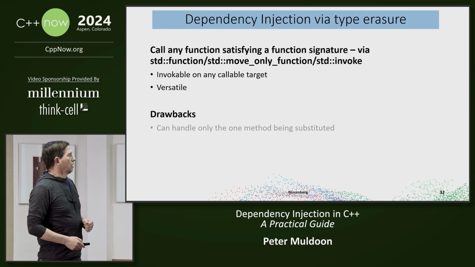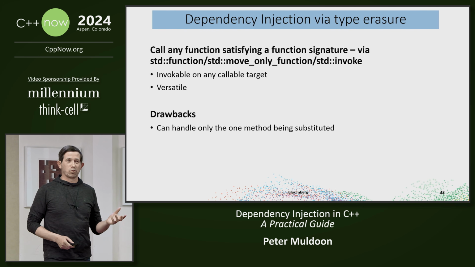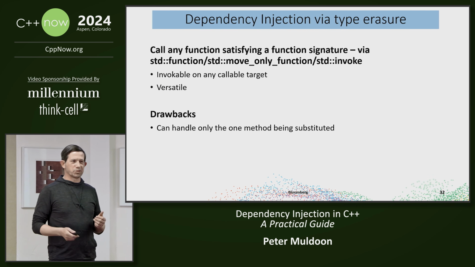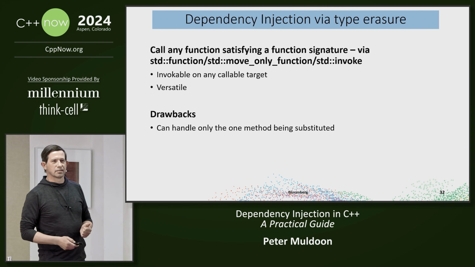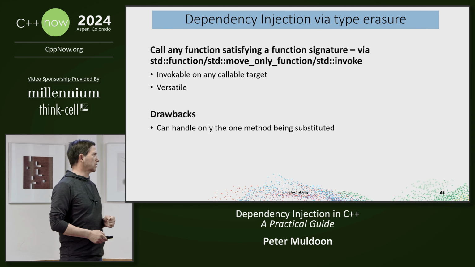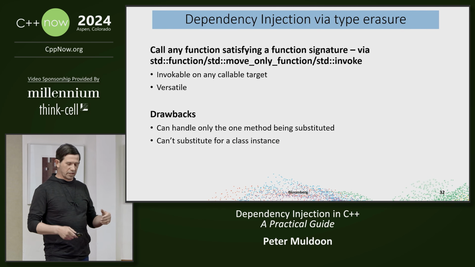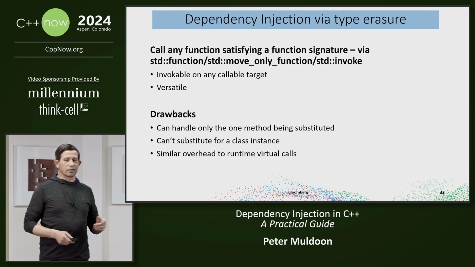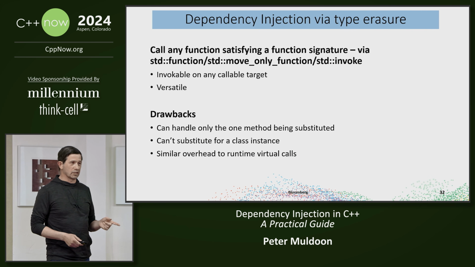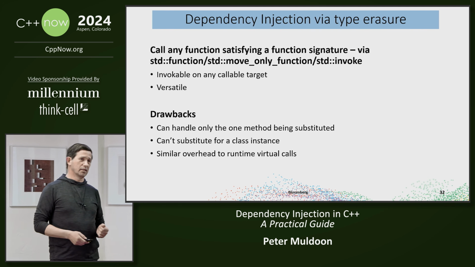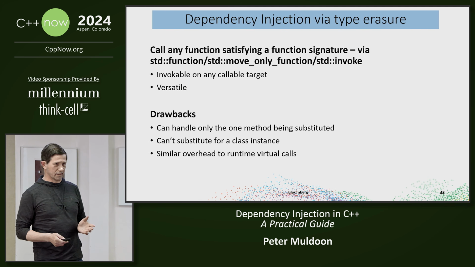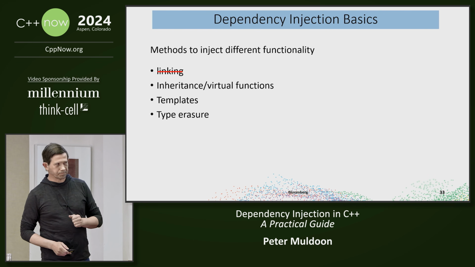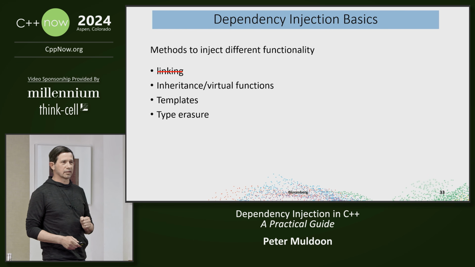What are the drawbacks? Well, you can only handle one method at a time. So if I've got 15 dependencies, I've got 15 std::functions being dropped in the constructor, and that's not really seen as good practice. You probably won't get that through a code review. You can't substitute for a class instance. And it's similar overhead to a runtime virtual call. I don't know if the compiler can elide it easier. To me, it should be the same, but I haven't actually looked. So this is my tribal knowledge. So that's type erasure. Any problems with that?